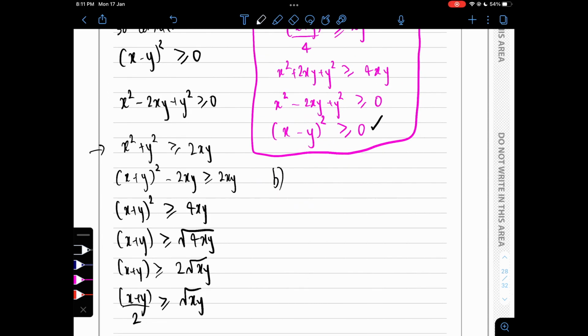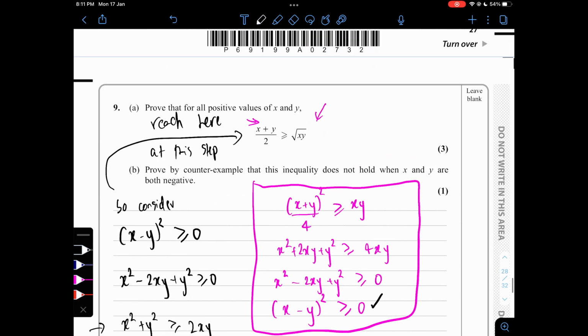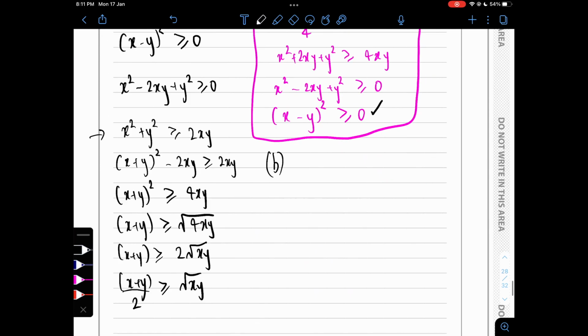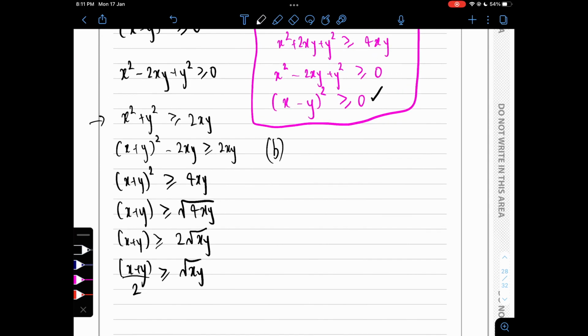Part B says, prove by counterexample that this inequality does not hold when x and y are both negative. So let's just take any value. Obviously we have to state at this step that x, y are both positive, or else the sign changes. Because we can't square root a negative number, it won't work if it's negative.